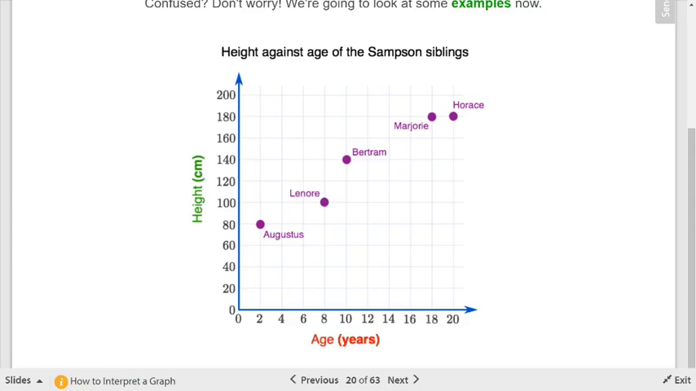Notice that they can't just give you individual dots without also labeling them. Why is that important? Because then you don't know who it applies to. Exactly. We have to have a label to be able to tell who people are. Thank you.